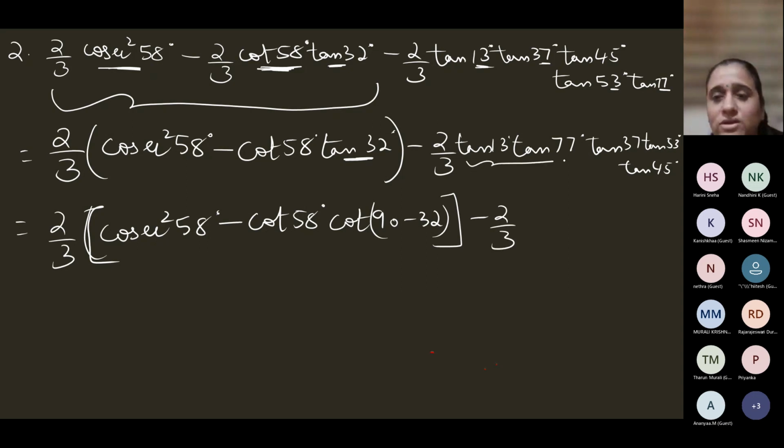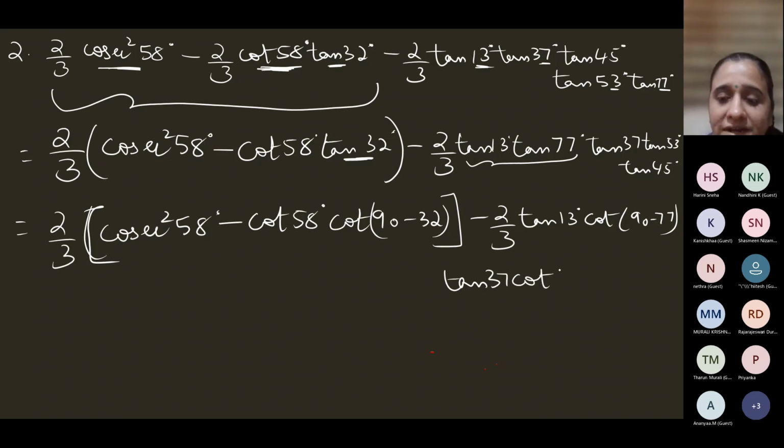Now change one of the two. Don't change both. Supposing you keep tan 13 as it is, now tan 77: tan theta is cot 90 minus theta, so tan 77 is cot 90 minus 77. Then supposing you keep tan 37 as it is, tan 53 is cot 90 minus 53. And the value of tan 45 is 1, so into 1. So in this pair, change any one of the two.